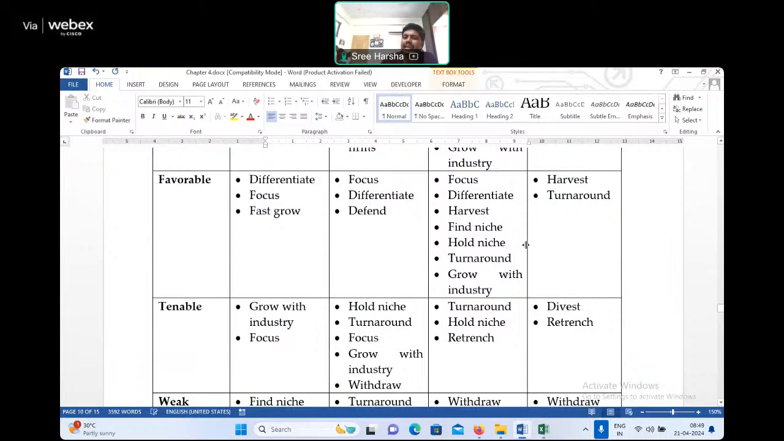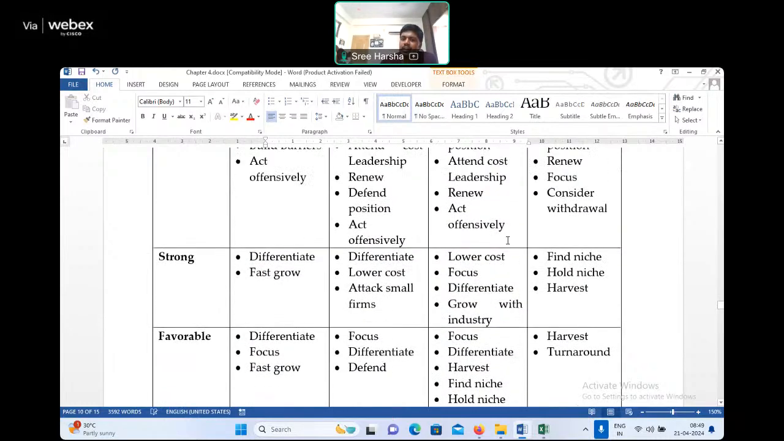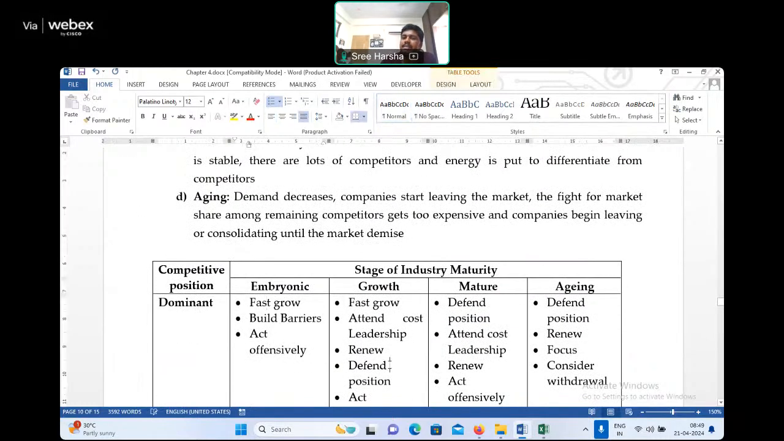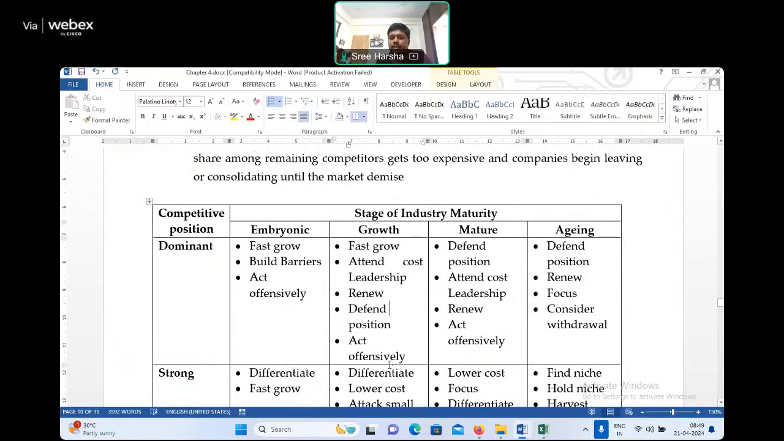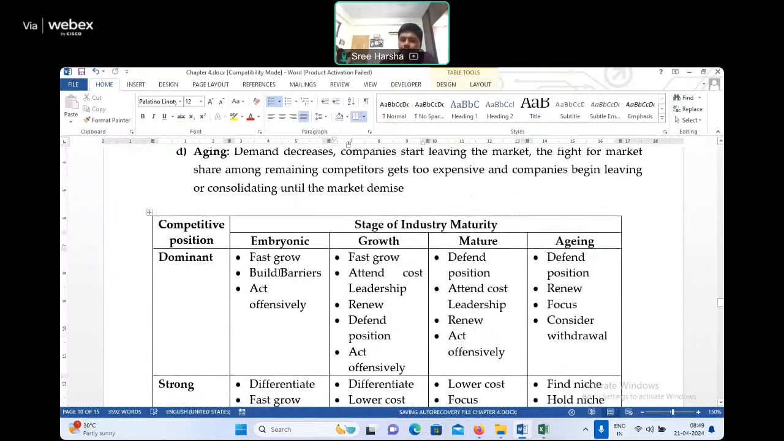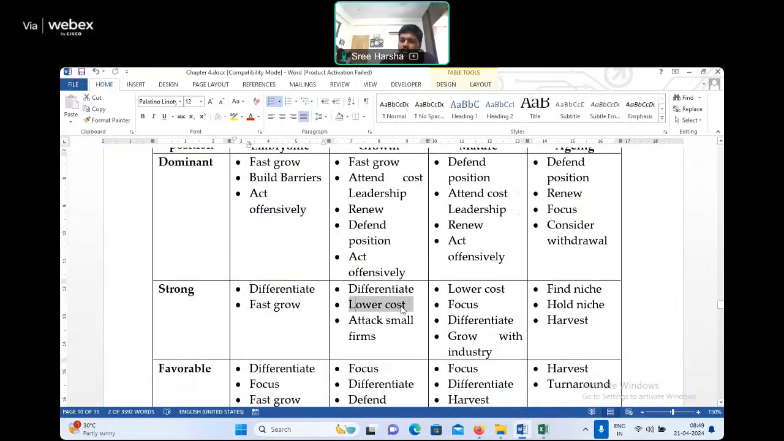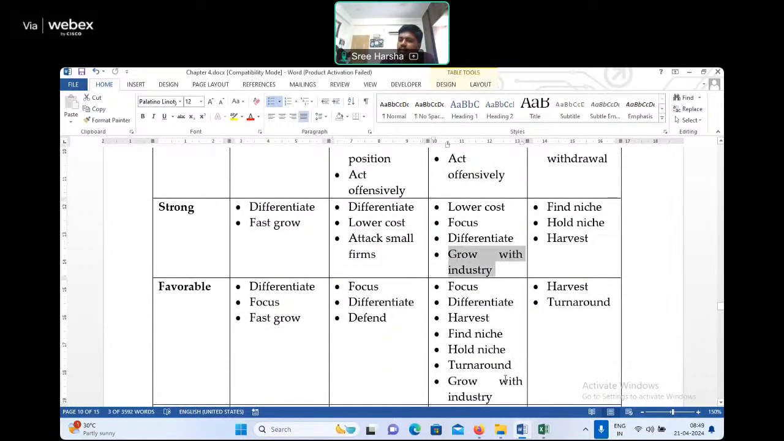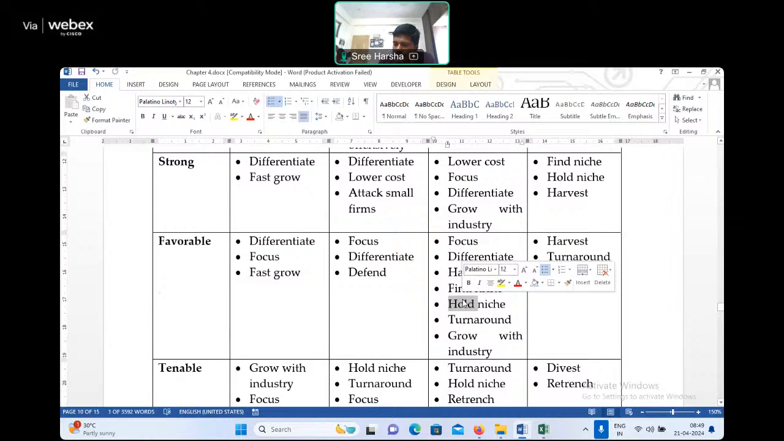You need not remember the entire matrix as it is, but you should be able to remember at least these. Broadly, if you list all of them down, there will be some 10 words. For example, fast grow is one word. Build barriers for other people to enter is one. Act offensively is one. Lower cost is one. Attack small firms is one. Grow with industry is one strategy. Find a niche, hold a niche is one strategy. Identify these kinds of strategies, remember them, give some context to it and then match it.